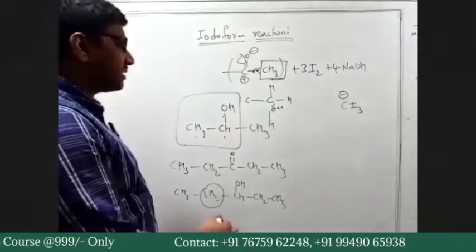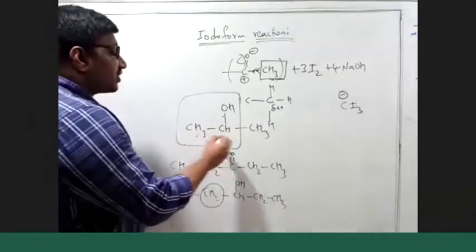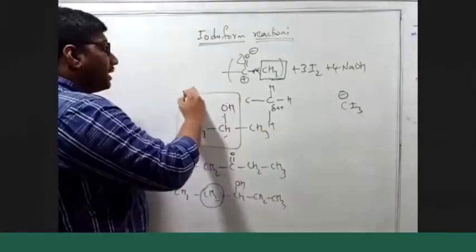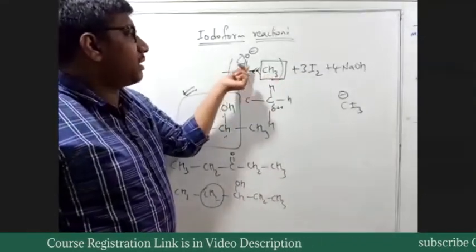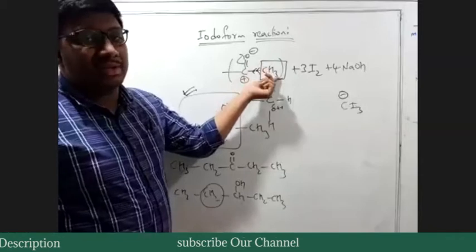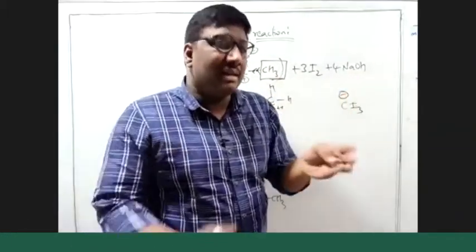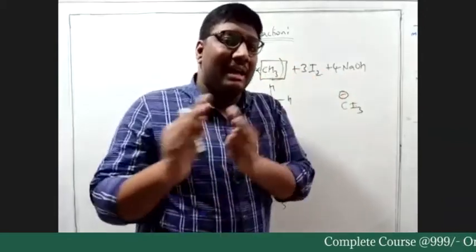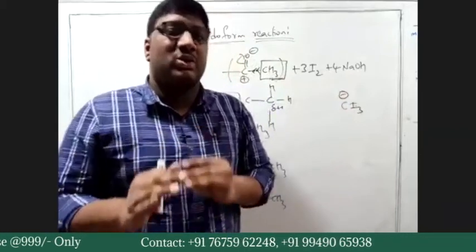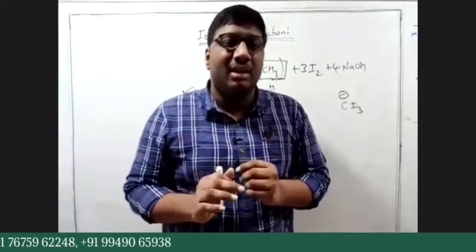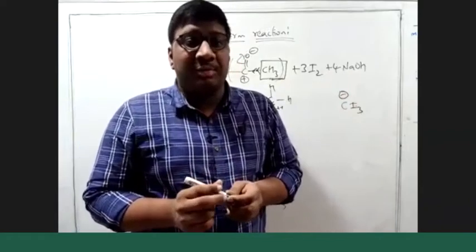I have told you the requirements. In alcohols, we should have CH3, CHOH. Similarly, in carbonyls, C double bond O should be attached to a methyl group CH3. The only requirement is that it should attach to methyl. Is it clear? These questions are very frequent in competitive examinations.